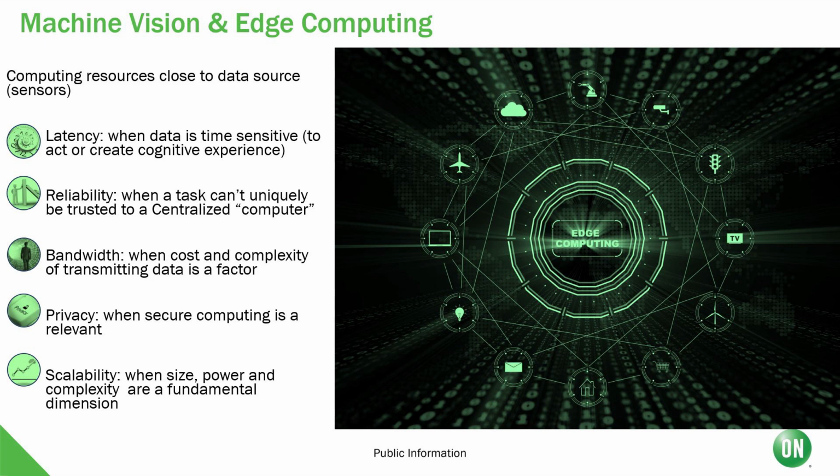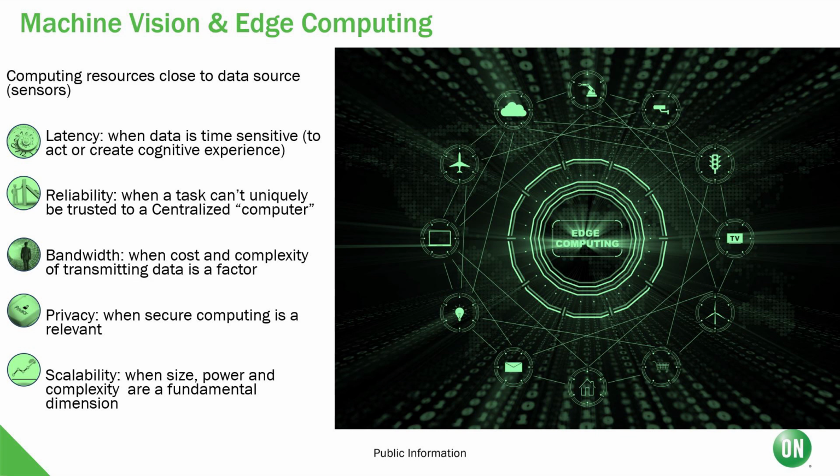Now, reliability can be a key decision maker for this. When you can't trust that centralized computer or that centralized CPU, you need to keep it local and protected. Bandwidth can be an issue. Image sensors can be 10 million pixels, 20 million pixels, 40 million pixels, and that update rate can be 30, 60, 90, even thousands of frames per second. When each individual pixel is 8, 10, or 12 bits of data, that is a very large amount of information.